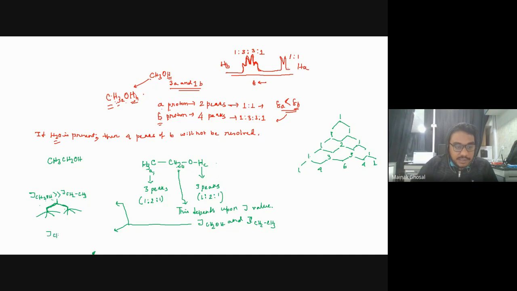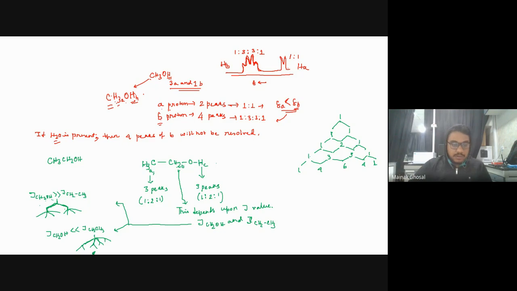And if the opposite case happens, that J of CH2OH is much less than J of CH2CH3, then initially coupling with CH2CH3 will happen. Since there are 3 protons, you will initially get 4 peaks, and then coupling with CH2OH will happen, and each peak will divide into 2 peaks. Here also 8 peaks will be there, but the intensities will be different. This will be a 1:3:3:1 intensity ratio distribution, followed by a 1:1 distribution.